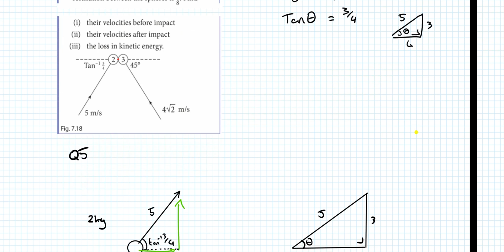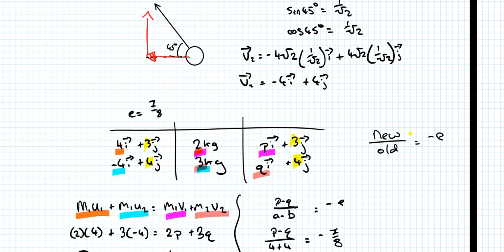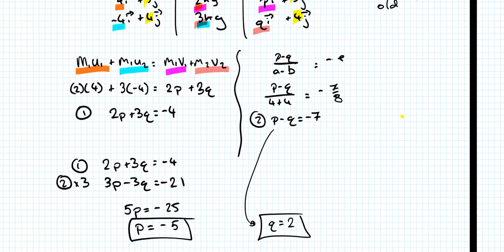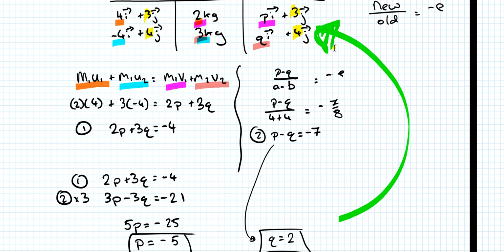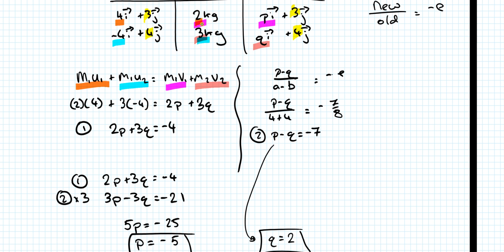And the loss in the kinetic energy is exactly the same as the previous question. So find p and q by using simultaneous equations. That's not difficult. We then need to fill p and q into here, just so we answer the question specifically. So it's going to be minus 5i plus 3j. And think about that. It was 4i plus 3j before the impact, and then it ends up being minus 5i plus 3j.